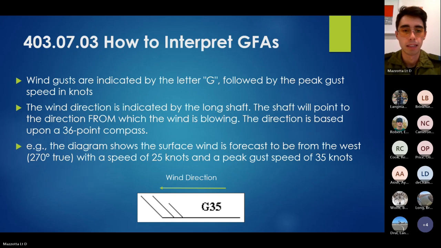A couple. Okay. So any questions so far? That's the weather part of the GFAs. So I'm going to stop sharing my screen here, and I'm going to show you how to actually find the GFAs before we start talking about icing and turbulence.